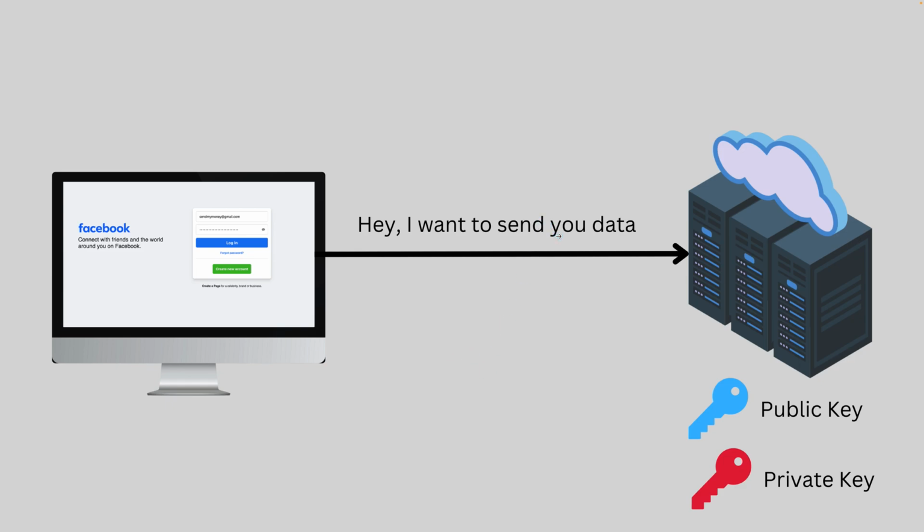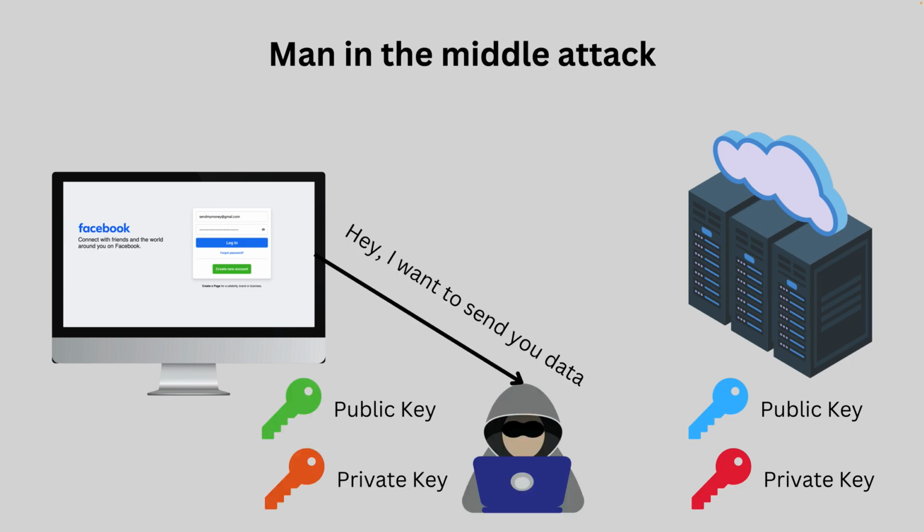Now, me being the malicious person that I am, instead of listening in, what I can do is intercept this request. So instead of sending it to the server, you send it to me. And over the public network, this is 100% possible. This is known as a man-in-the-middle attack.